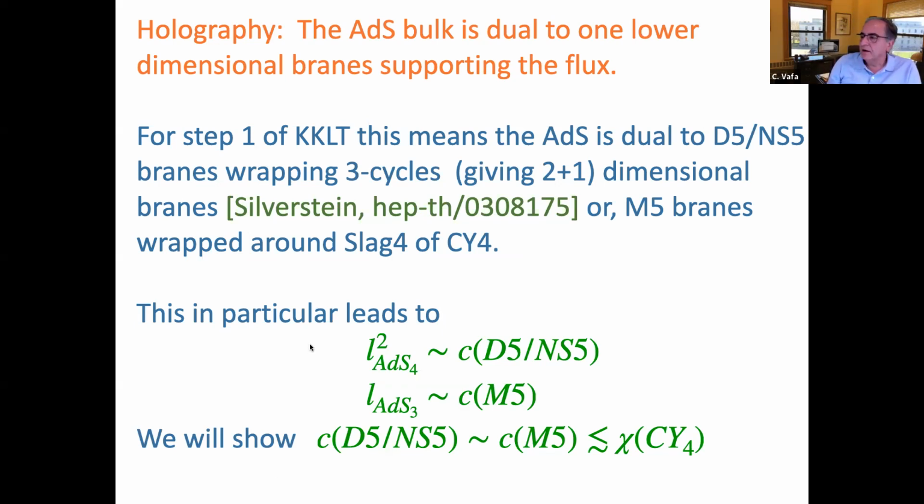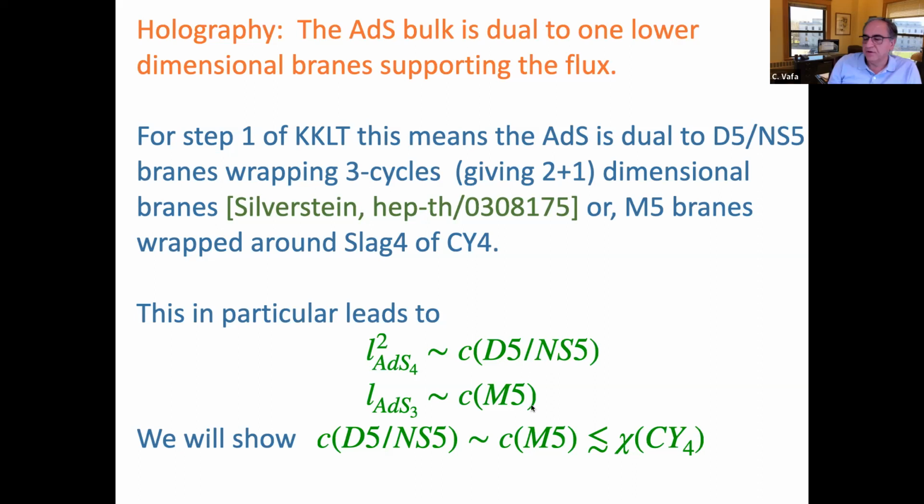Now, whatever the conformal theory is, the L of AdS to the squared power should be the central charge. That's just the relation between the length of AdS and the central charge of the theory. In the AdS3 case, the length of AdS is related to the central charge of the corresponding M5 brane wrapping. Now, we will show that these central charges are bounded by the Euler characteristic of the Calabi-Yau. That's the first step we wanted.